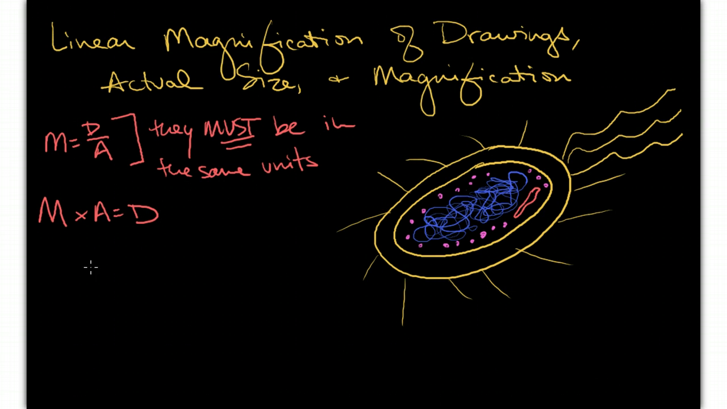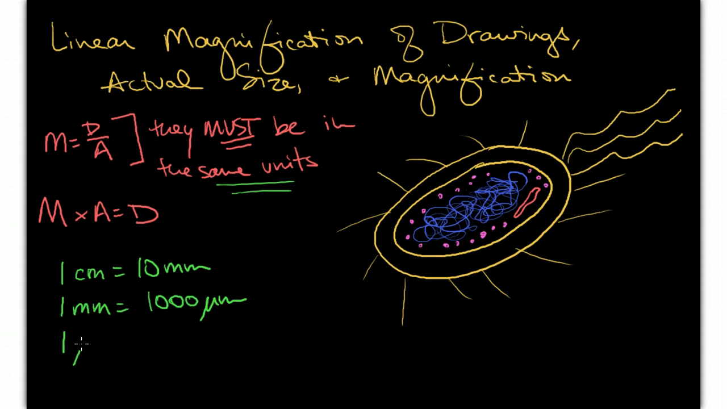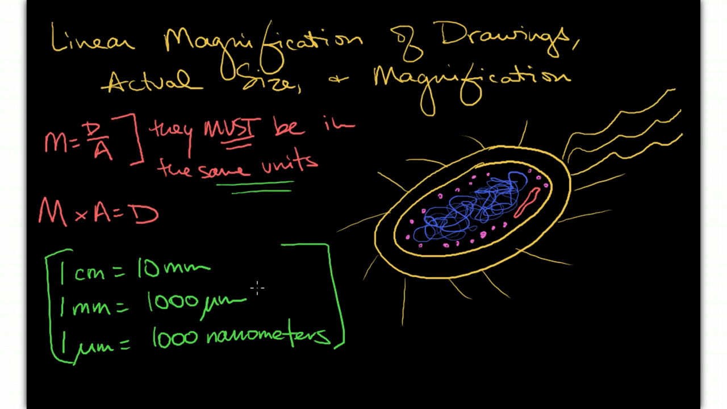And again, the values that you need to know to be able to convert these to have the same units: we know that in 1 centimeter we have 10 millimeters. In 1 millimeter there are 1,000 micrometers, and in 1 micrometer there are 1,000 nanometers. So these are the things that you need to commit to memory, and make sure you know how to use them to convert to the same unit, to use this formula.